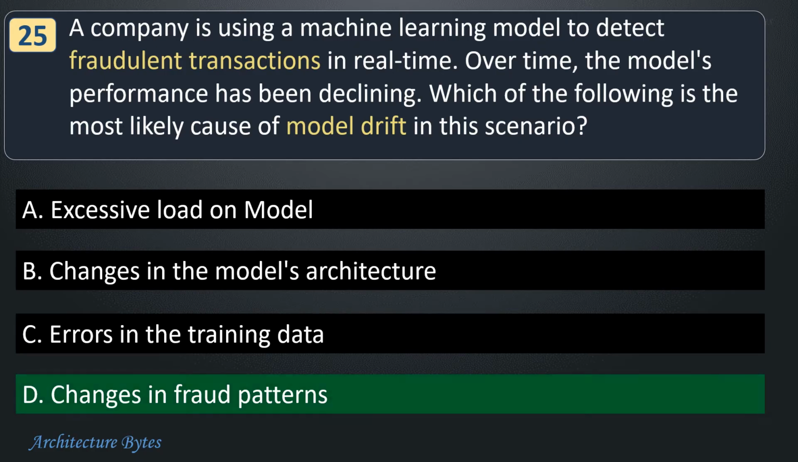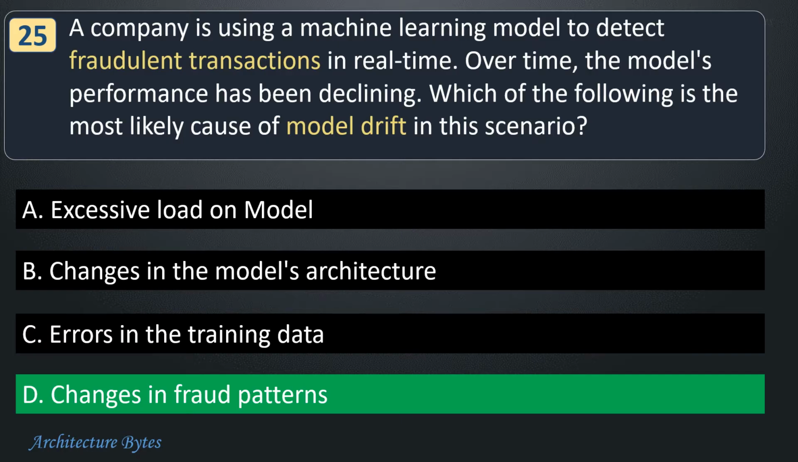Option D is the right answer here. As fraud patterns evolve over time, the model may not be able to detect new types of fraudulent transactions effectively, leading to a decline in performance. This is a common scenario in fraud detection systems where the nature of fraudulent activities changes. Other options are not correct.